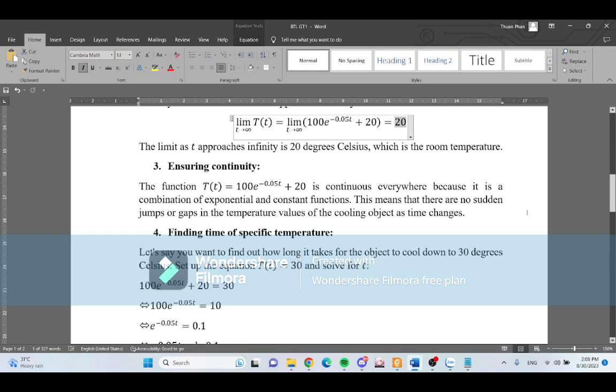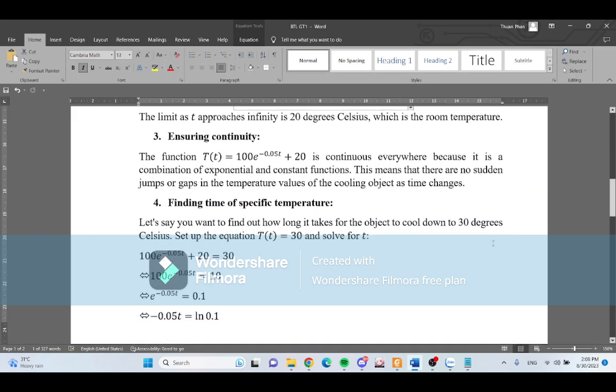Go to the third part, which is how to ensure continuity. Continuity guarantees the smoothness of a function's graph, implying that there are no sudden jumps or breaks. In the context of this problem, the function T(t) is continuous across all points. This ensures that the cooling process unfolds gradually without any abrupt temperature changes. The function smoothly transitions as the object cools, making the mathematical model a reliable representation of a physical process.